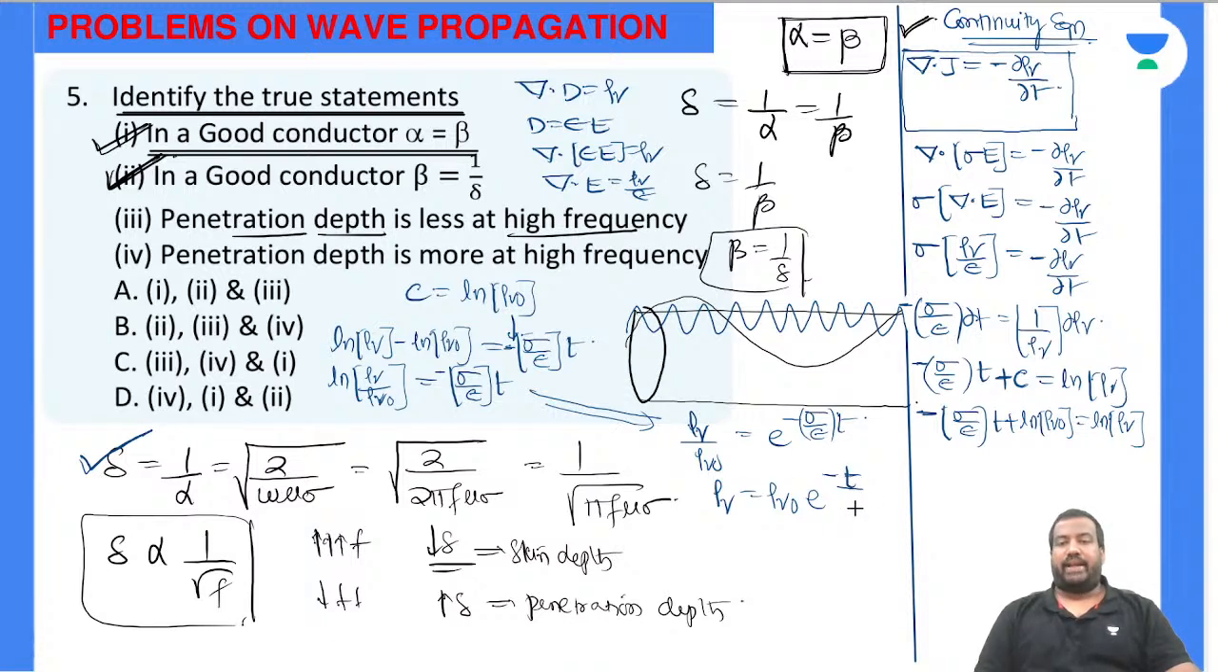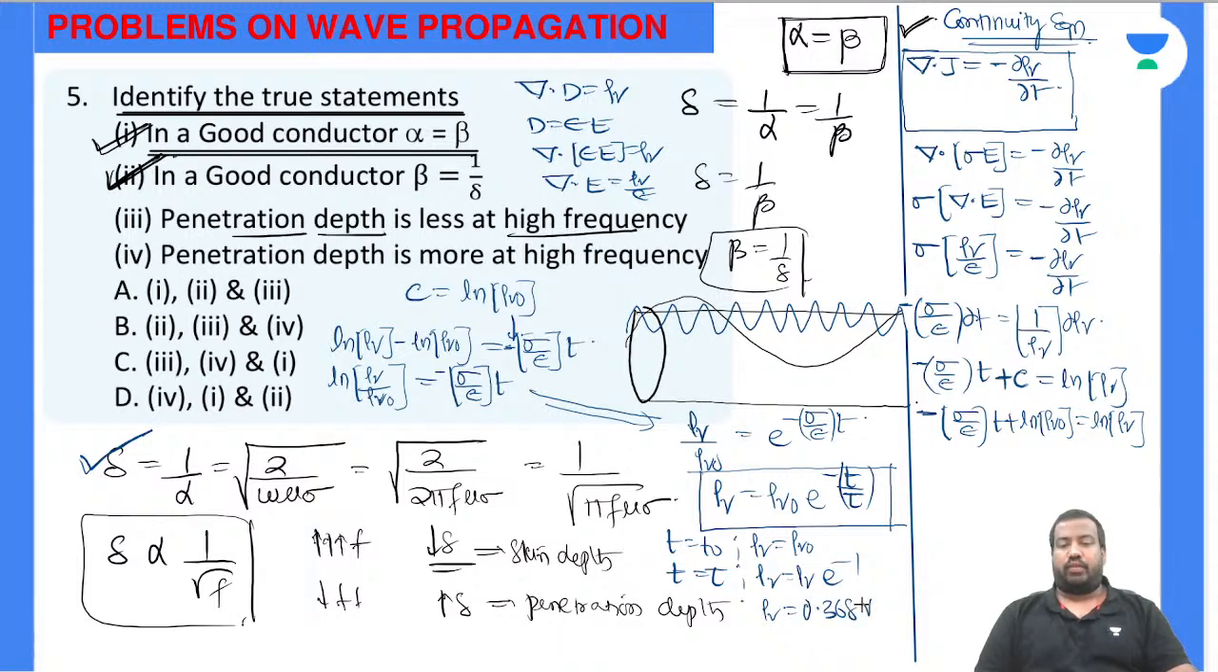Sigma by epsilon is 1 by tau. Tau is epsilon by sigma. This is the expression, you got it from the continuity equation. Listen carefully. Now at t is equal to 0, again same, rho v is rho v naught, charge is same. When the time lapses and reaches t is tau, rho v is rho v naught into e power minus 1. Rho v is again 0.368 of rho v naught.